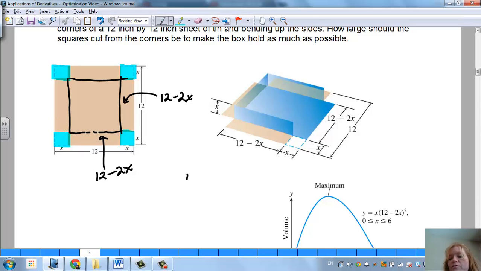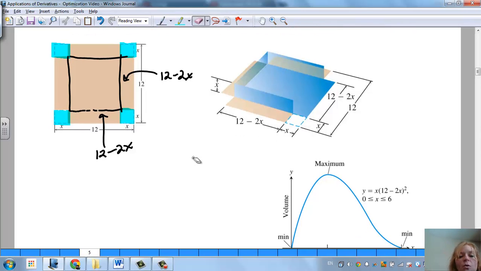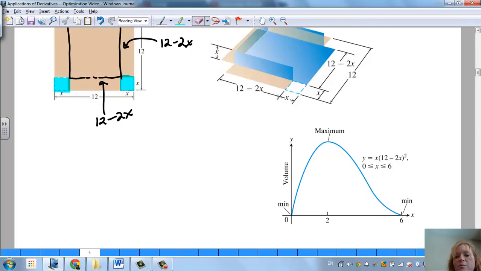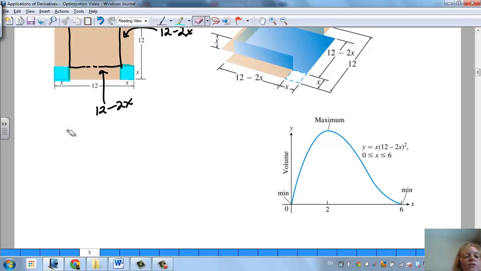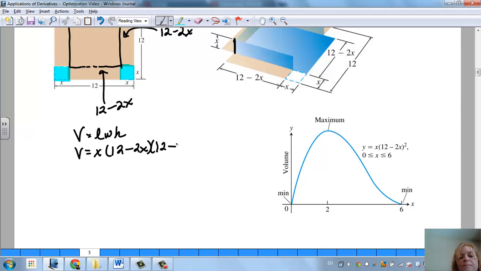If we're looking for the maximum amount this box can hold, we're talking about the maximum volume. The volume of this shape is going to be length times width times height. When we fold it up, as you can see in this picture, our box is going to be x high. So that's our height, times both of those sides, because it's a square piece of tin.